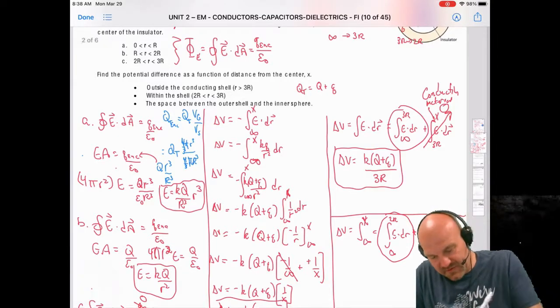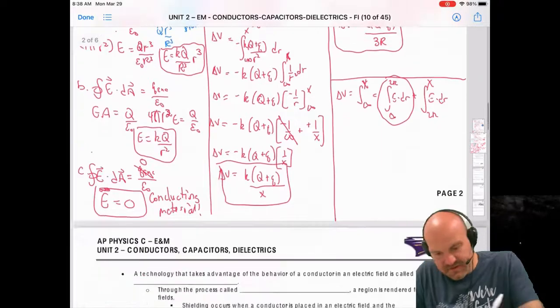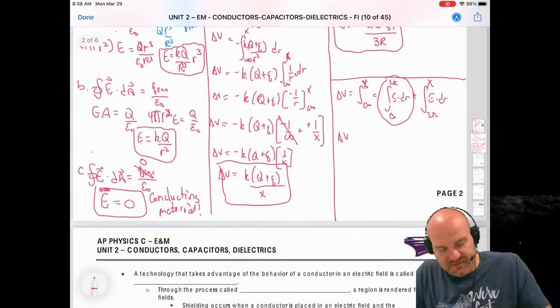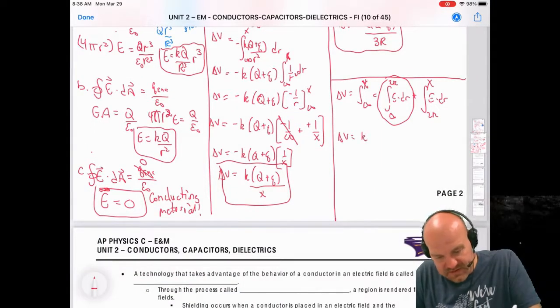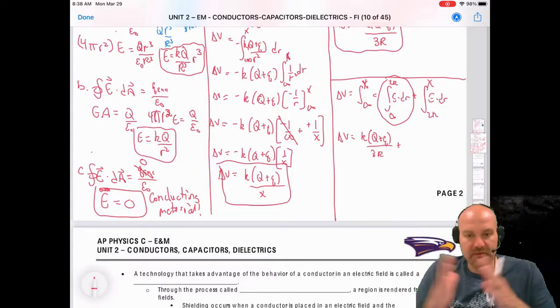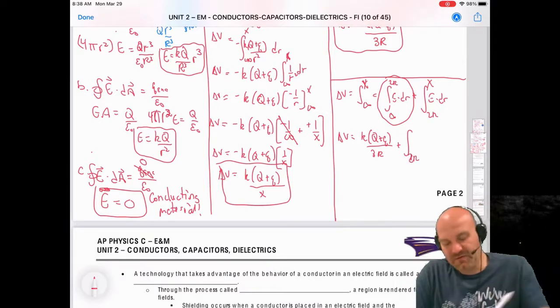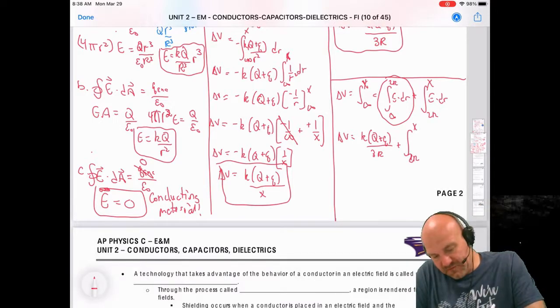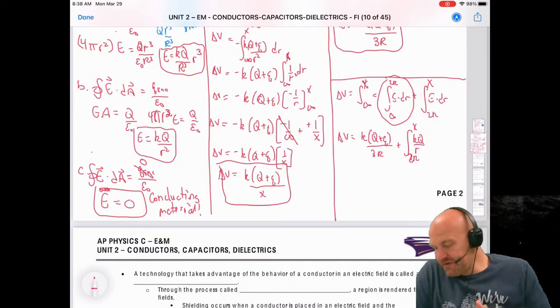Oh, sorry, I forgot to write the rest of this. So E dot dr, but we've done the first half of this integral. That's our answer to the previous one, kq plus little q over 3r. And even though we're going to 2r, remember the E field inside is 0. And so now we need to go from 2r to x, okay?